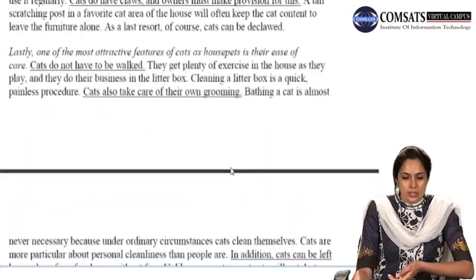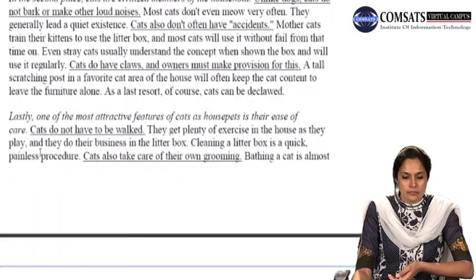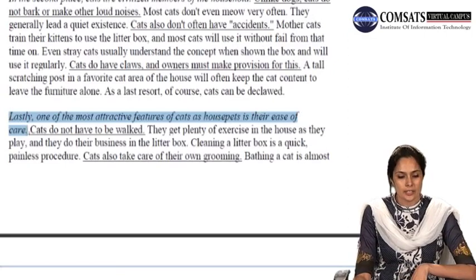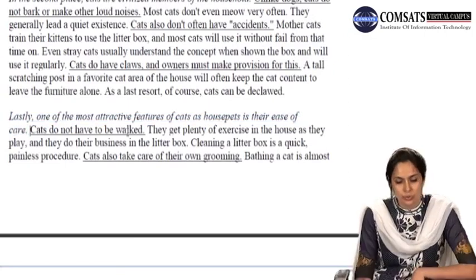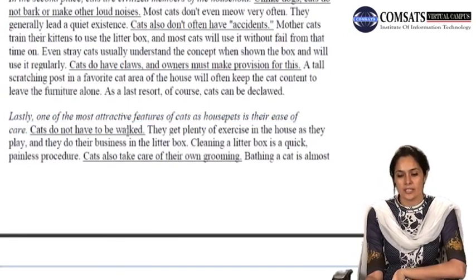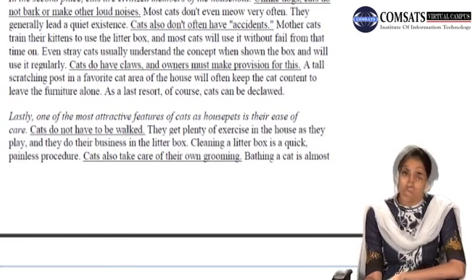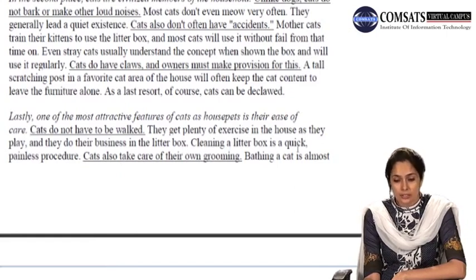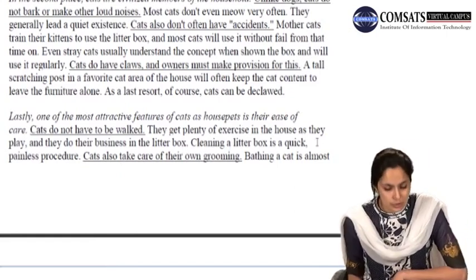Now, looking at the third paragraph, we see that the part that is underlined is: lastly, one of the most attractive features of cats as house pets is their ease of care. Cats do not have to be walked. You have to take a dog out. They get plenty of exercise in the house as they play, and they do their business in the litter box. Cleaning a litter box is a quick, painless procedure.